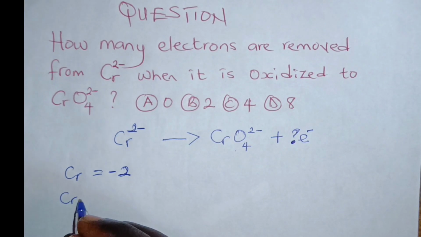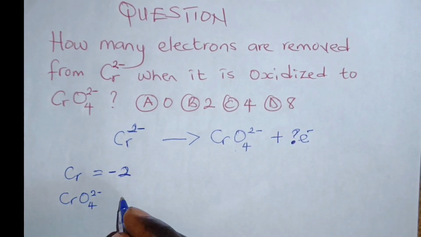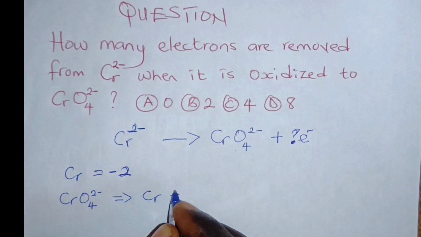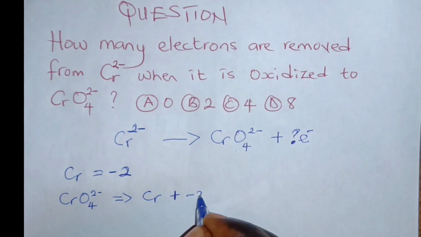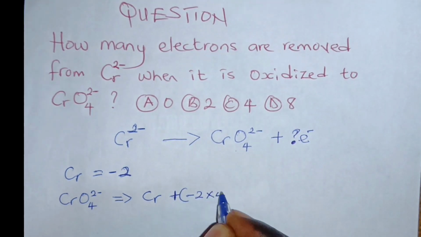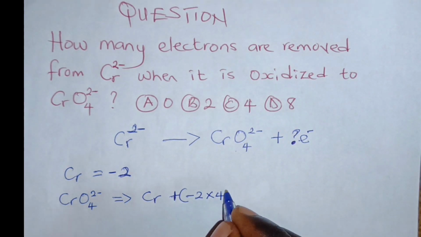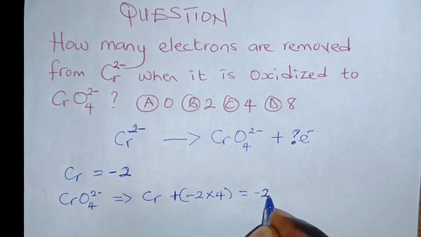What of the oxidation number of chromium in this compound? We will have to calculate, right? So we do it this way. Just watch. This is chromium plus the oxidation number of oxygen when it is in its combined state, which is -2, right? So we have -2 times 4. Why are we multiplying by 4? Because there are 4 atoms of oxygen here. Then it's all equal to -2.